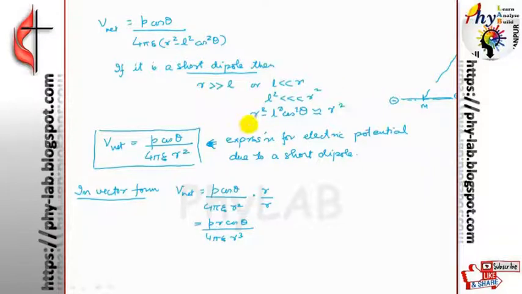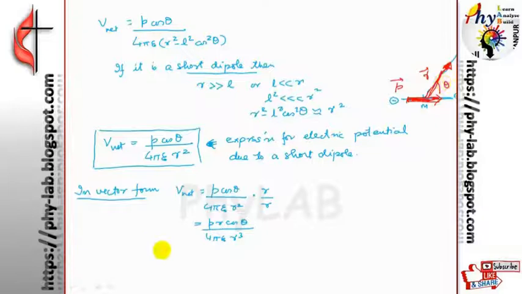Now, the dipole moment vector is directed from negative charge to the positive charge. So this becomes my dipole moment vector, this is P. And this vector from the midpoint to this point is my radial vector, or the radius vector R. And this angle was theta, friends.